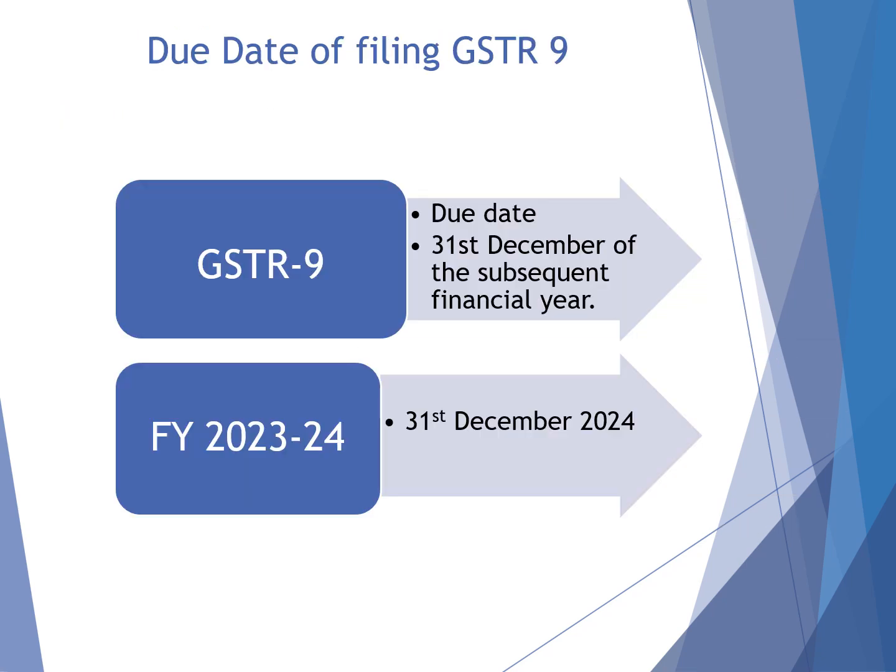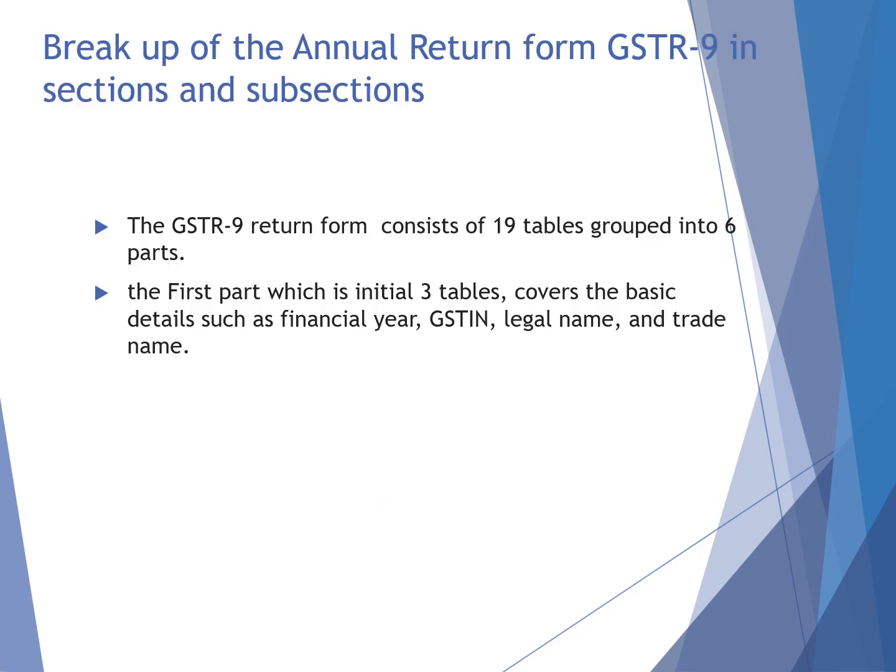What is the due date to file the GSTR 9? The due date to file the GSTR 9 is the 31st December of the subsequent financial year, or as extended by the government. For the financial year 23-24, the due date is the 31st December 2024.